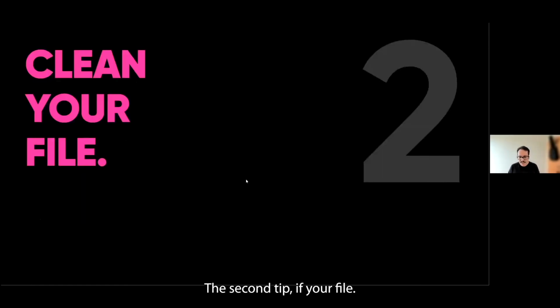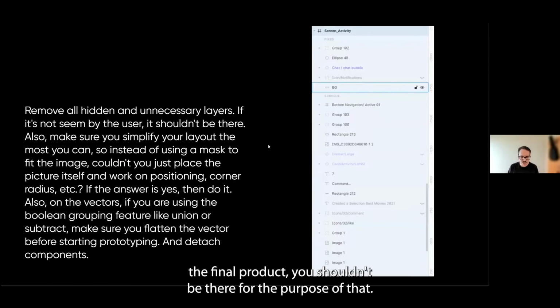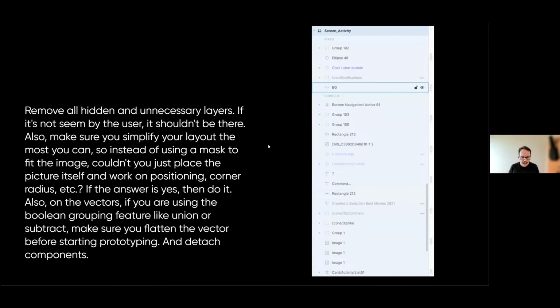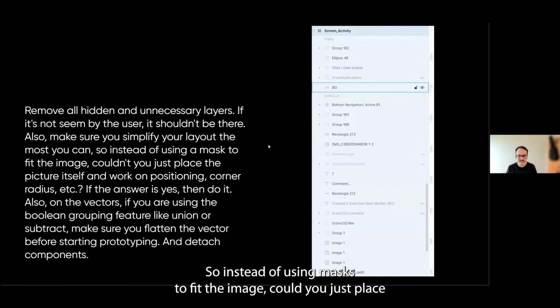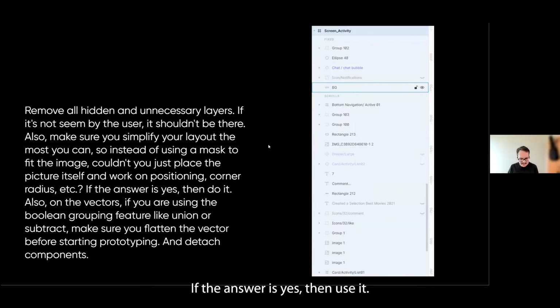The second tip is clear your file. Remove all hidden and unnecessary layers. If it's not seen by the user in the final product, it shouldn't be there for the prototype. Also, make sure you simplify your layout the most you can. So instead of using masks to fit the image, could you just place the picture itself and work on positioning, corner, radius, etc.? If the answer is yes, then do it, because it simplifies the whole case.